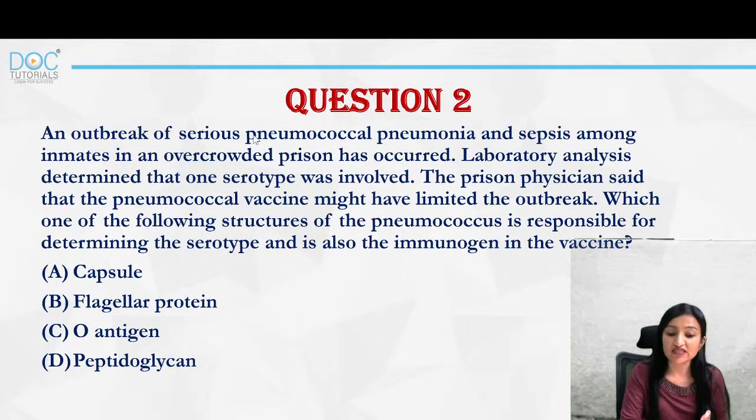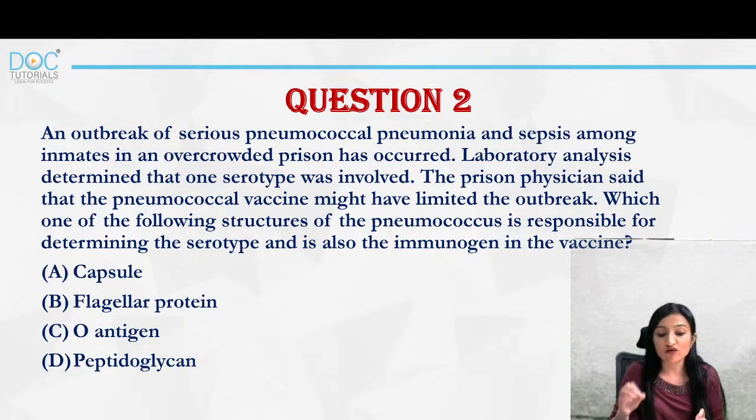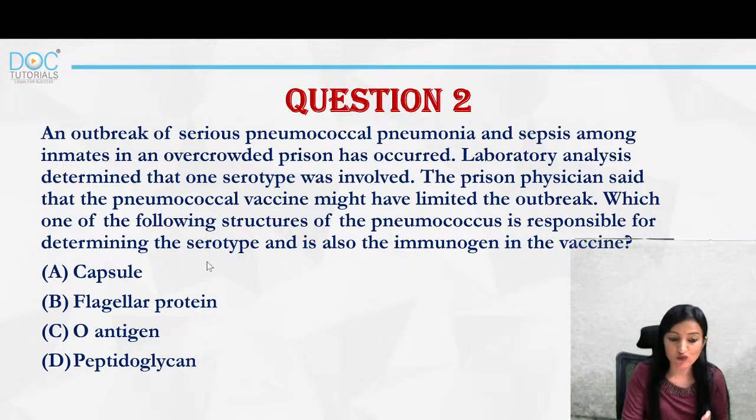An outbreak of serious pneumococcal pneumonia and sepsis amongst inmates in an overcrowded prison has occurred. Lab analysis determined that one serotype was involved. The prison physician said that the pneumococcal vaccine might have limited the outbreak. Which of the following structures of the pneumococcus is responsible for determining the serotype and is also the immunogen in the vaccine? Now, what do you think? Is it the capsule, or the flagellar protein, or the O antigen, or the peptidoglycan?